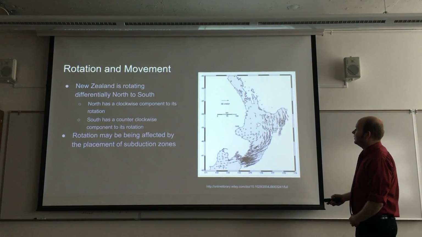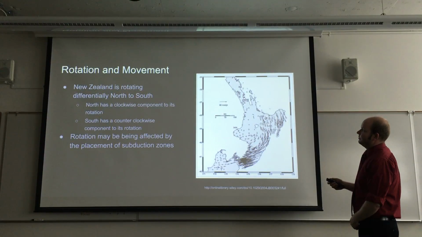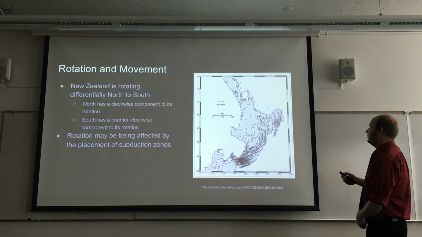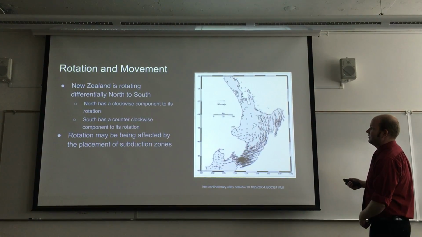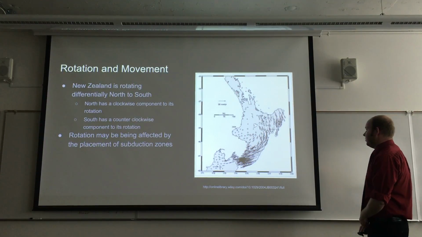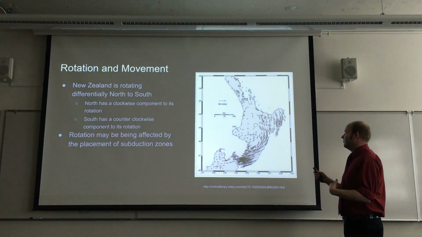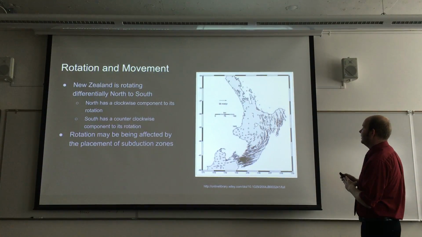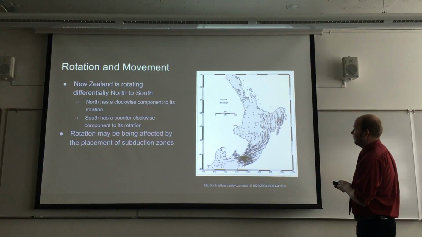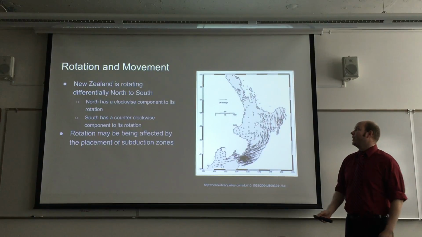To kind of support this, we've got this figure that shows the rotation and movement of the northern island. So New Zealand is rotating differentially north to south. North is a clockwise component to it, as you can see here in this figure, and the south is a counterclockwise component to its rotation. We believe both of these rotations are affected by the placement of the subduction zones to the north and south of New Zealand. This figure is mainly just to highlight that there definitely is a clockwise rotation in the north, but we cannot find a good figure for the counterclockwise rotation to the south. That's why less is known about it.